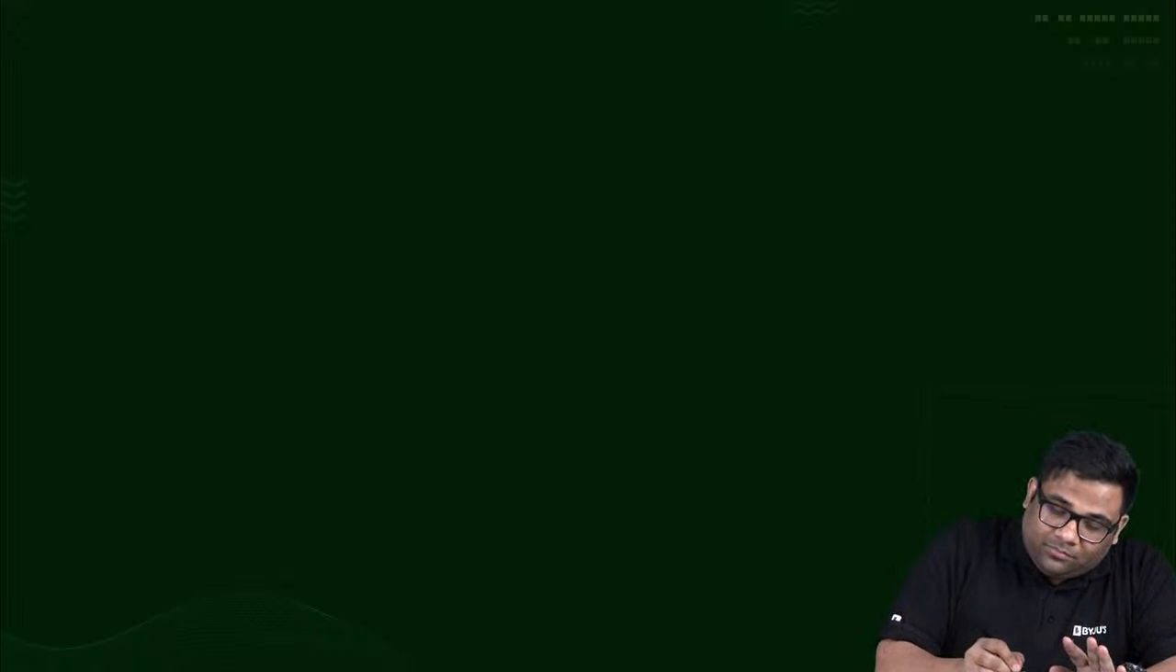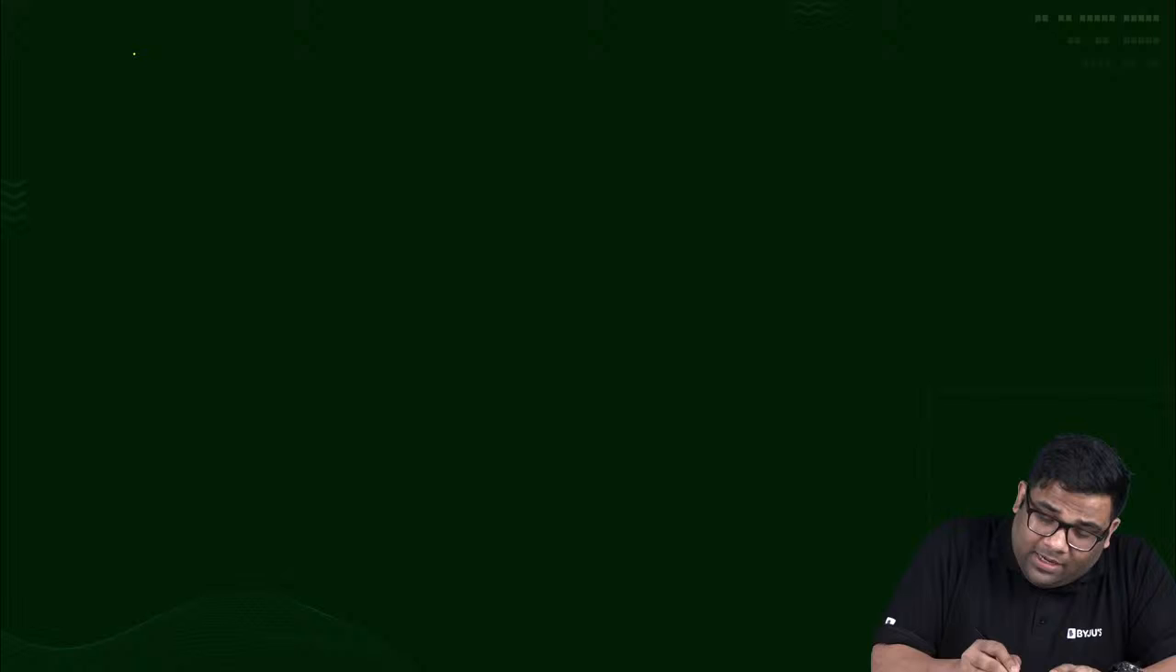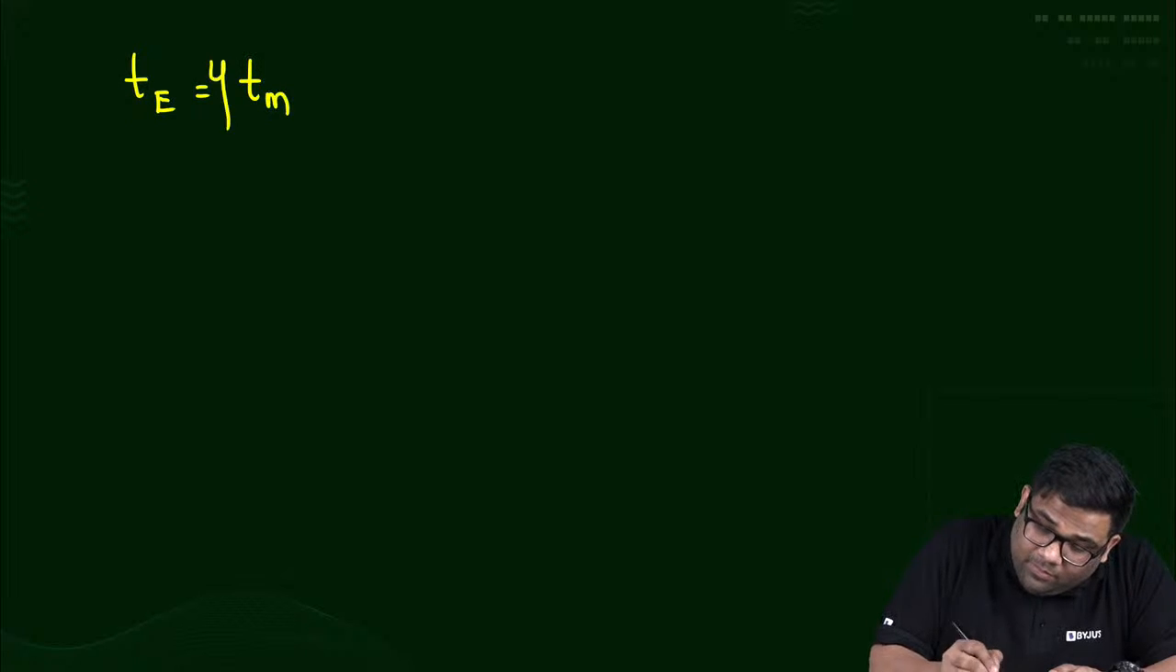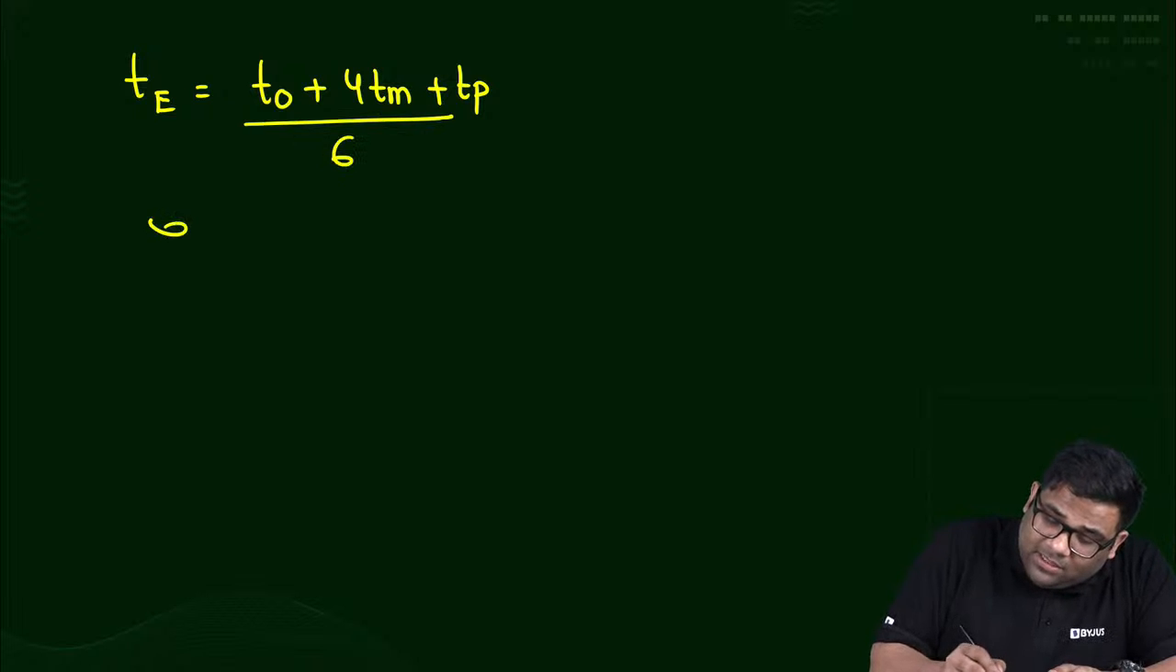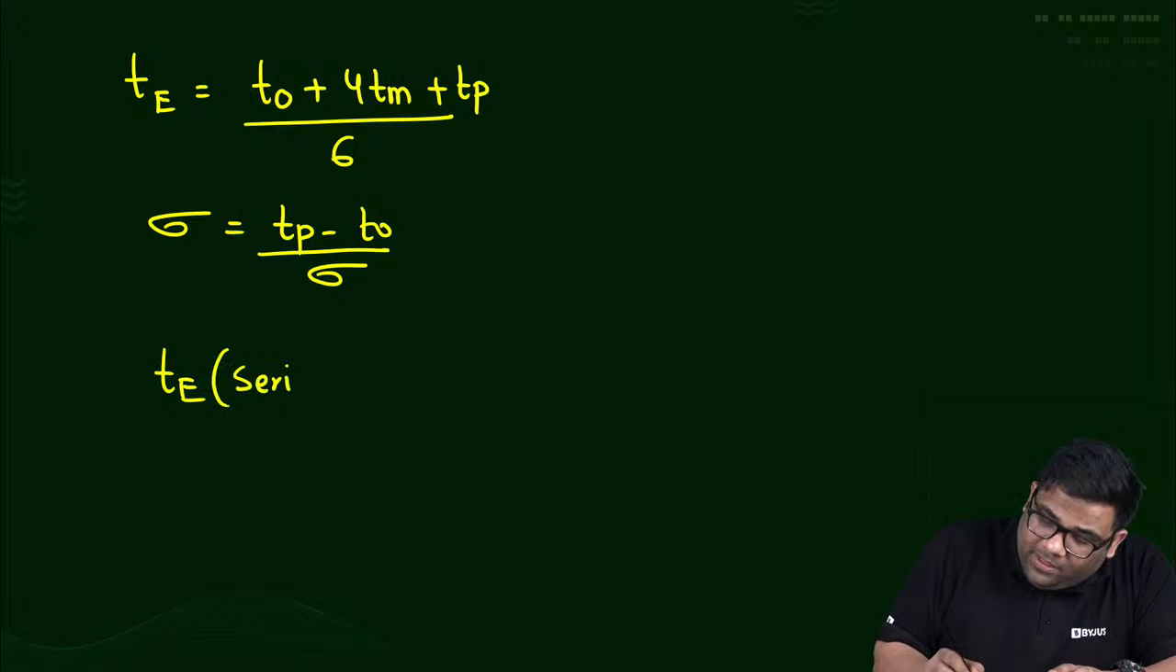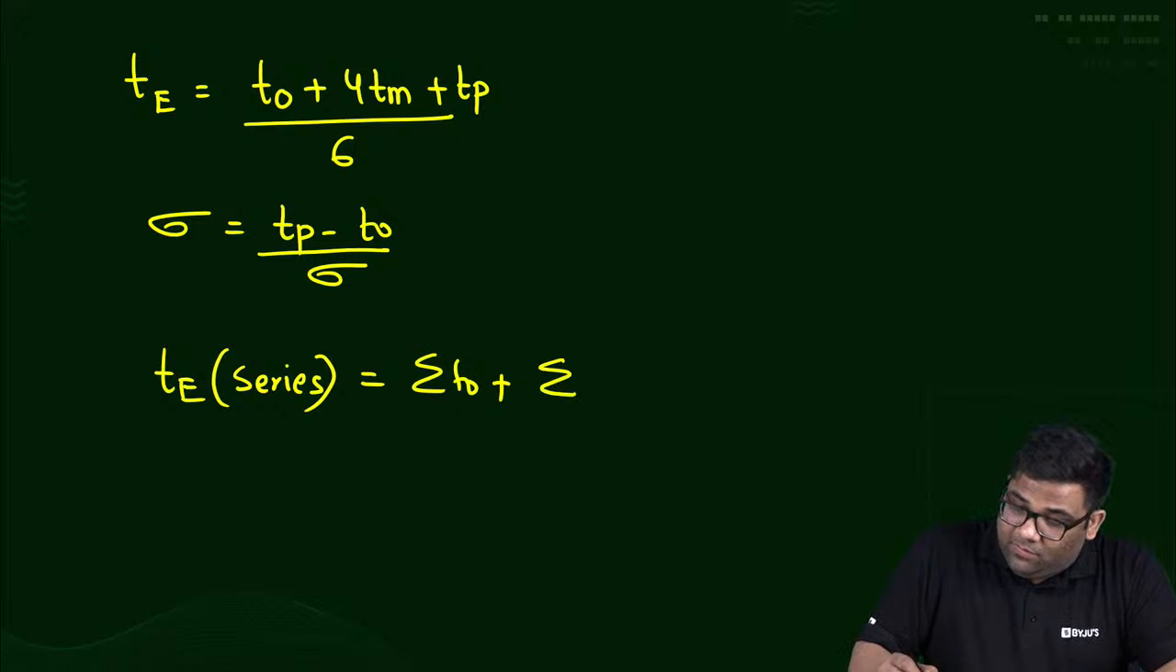Like today, till now what we studied, revise like this. T is equal to T naught plus 4Tm plus Tp by 6. Sigma is equal to Tp minus T naught by 6. Then T of a series will be summation of T naught plus summation of Tm times 4 plus summation of Tp by 6.